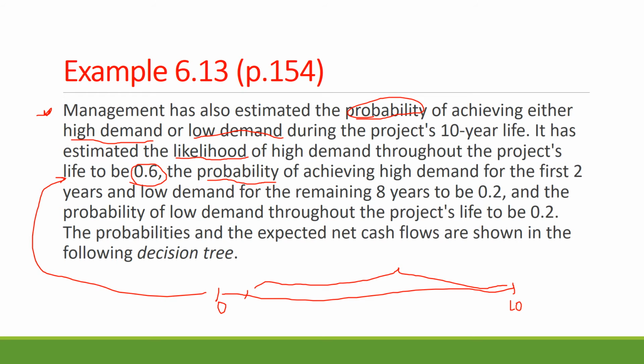Furthermore, the probability of achieving high demand for just the first 2 years and low demand for the next 8 years is 20%. The probability of getting low demand throughout the project life is 20%. So using this probability, we can then build a decision tree that we'll look at in the next slide.